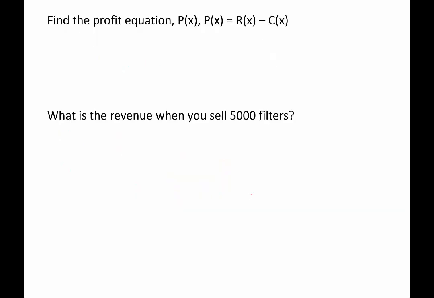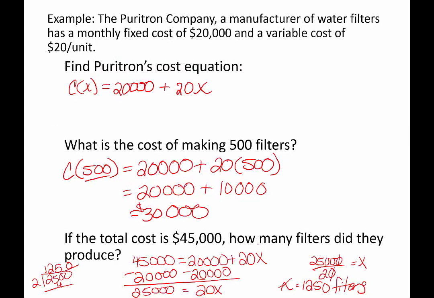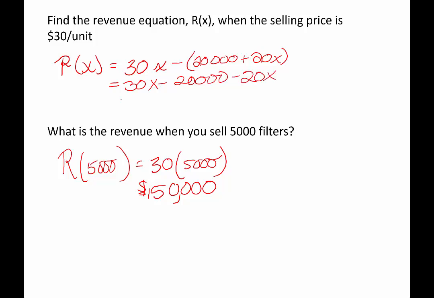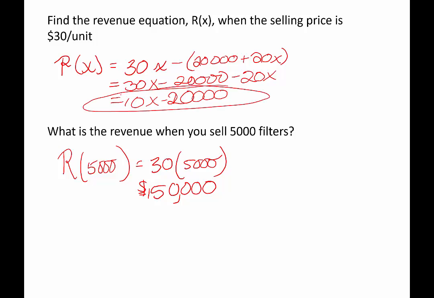The profit equation is the revenue minus the cost. So the revenue, we know, is 30x minus our cost equation, which is 20,000 plus 20x. So minus 20,000 plus 20x, distribute, and then combine like terms and solve. So that's our profit equation, 10x minus 20,000.